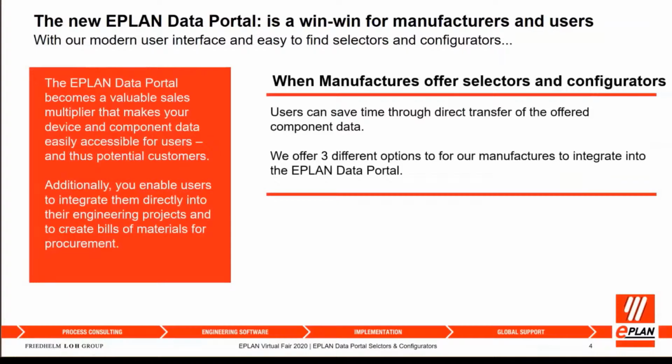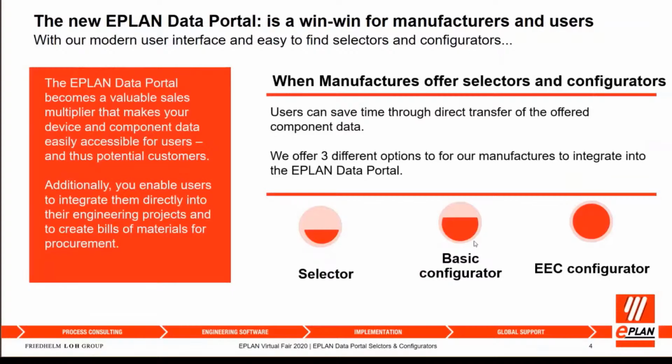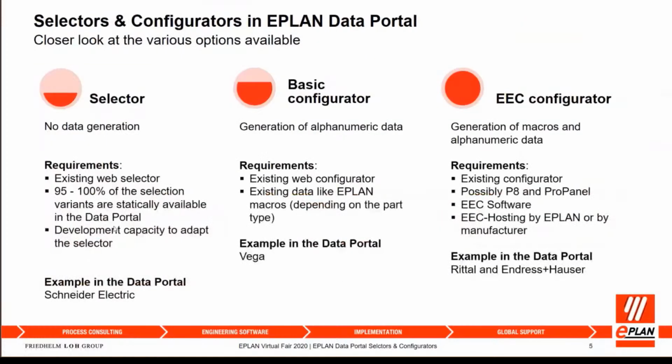So we offer 3 different options for our manufacturers if they'd like to integrate their data into the ePlan data portal. We have a selector, a basic configurator, and then an EEC configurator. With the selector, there is no data generation. This is basically opening up a link and an exchange of information. The manufacturer would have to have an existing web selector. 95 to 100% of the selection variants are available in the data portal.